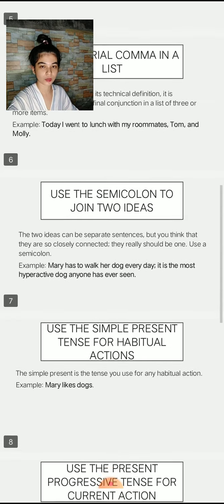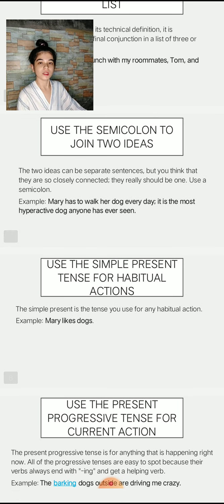So let's proceed to use the semicolon to join two ideas. We are familiar with the semicolon, right? The two ideas can be separate sentences, but you think that they are so closely connected that we should use a semicolon. So, here is the example.